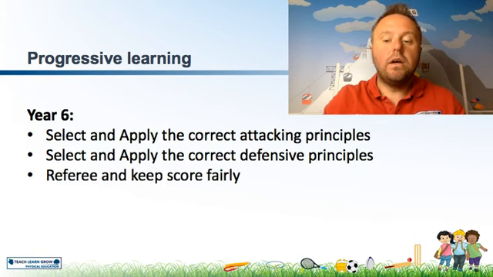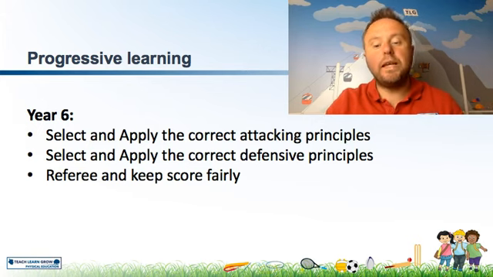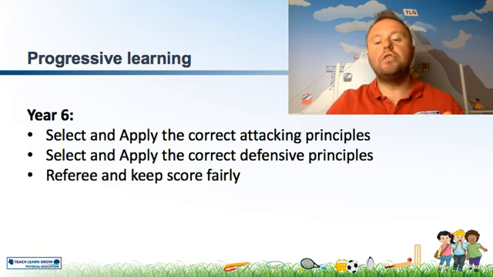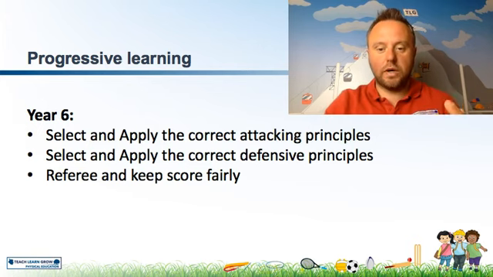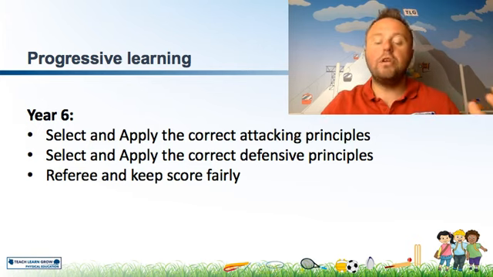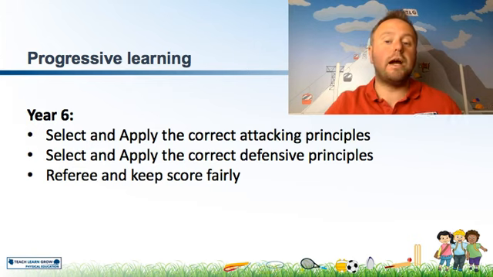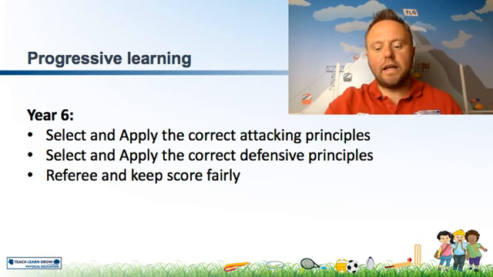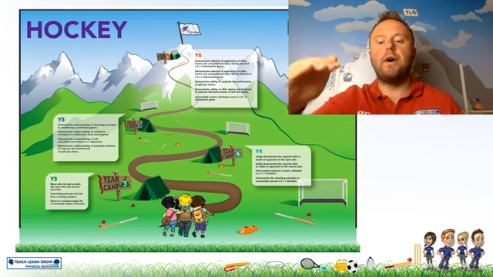In year 6, we then look at saying, okay, so now we know how to attack and defend. We understand that. Can we now make the right decisions in the game to choose the right option when it comes to attacking and defending? So we're going to play the matches, but can you move the ball wide when you should? Can you change the speed of your attack when you should? Can you defend differently based on the situation you're faced from your opposition? Can you referee and keep score fairly because you now know the games, know the rules? Can you now implement fairness into that learning as well? So we take that journey to go 3, 4, 5, 6.